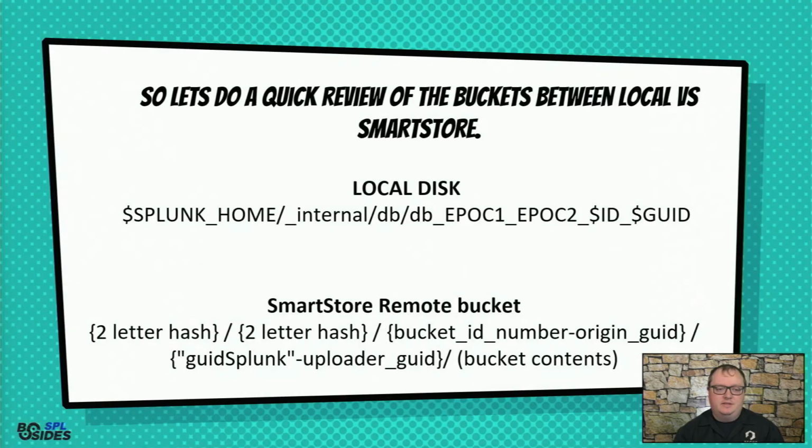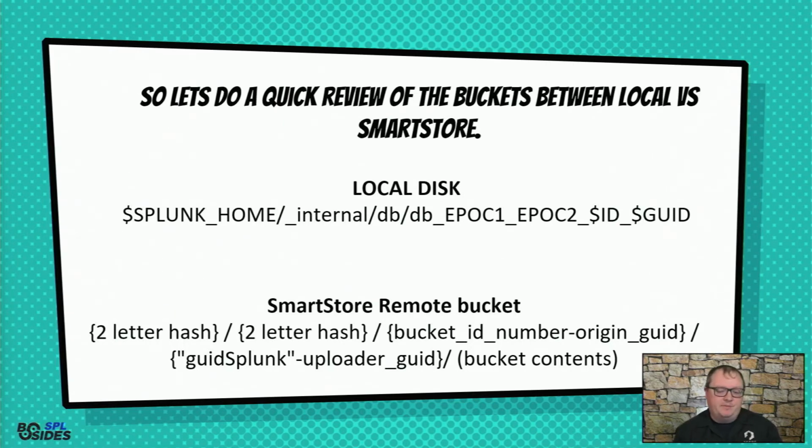So, next, let's go back to a breakdown between those buckets I mentioned before. On the top, local disk, good old-fashioned Splunk home, internal db, underscore epoch 1. So you knew what one bucket was, then the epoch 2. So youngest, oldest, oldest, youngest, an ID, and then the GUID of the indexer. Pretty straightforward, works out pretty well. Hey, what could go wrong?